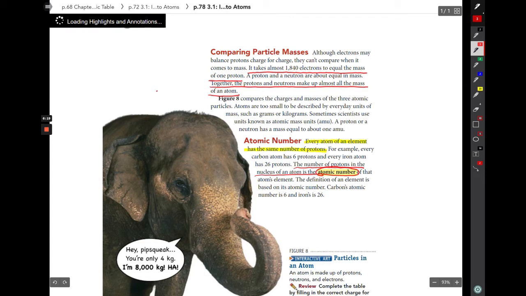When we talk about the periodic table later, we will come back and talk about the atomic number. That is the number that you see at the top of each box on the periodic table. That's called its atomic number, and it basically tells you the number of protons. So if the atomic number equals the number of protons, and we already know that the number of protons equals the number of electrons.